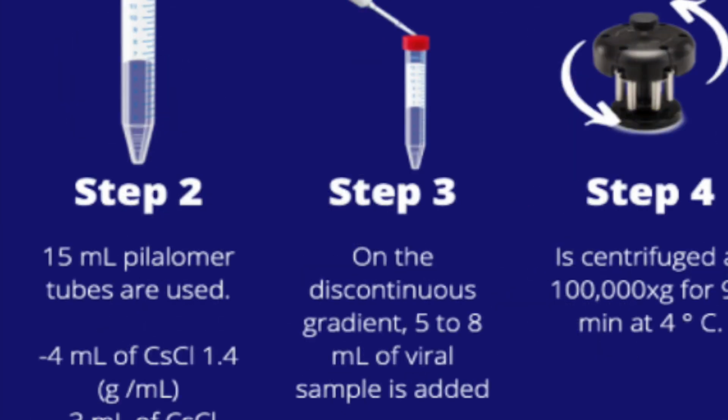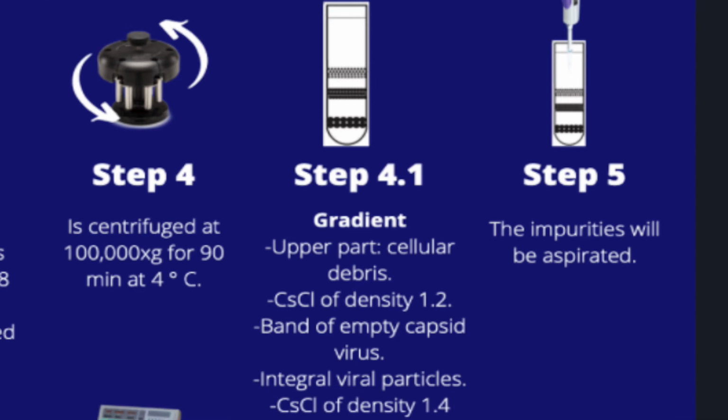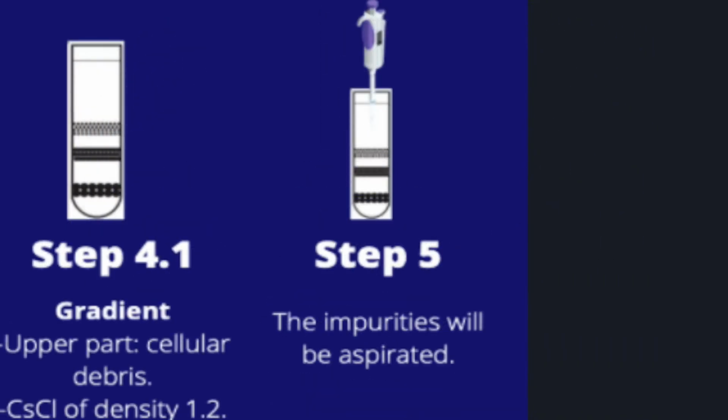On the discontinuous gradient, 5 to 8 milliliters of viral sample is added. Then it's centrifuged at 100,000 g for 90 minutes at 4 degrees Celsius. The result of the centrifugation is a gradient, in which in the upper part are the cellular debris, then the cesium chloride of density 1.2, then a band of empty capsid virus is observed, and another band with a density of 1.34 that corresponds to the integral viral particles, and finally the cesium chloride of density 1.4 is found. To conclude, the impurities will be aspirated from the top of the gradient.